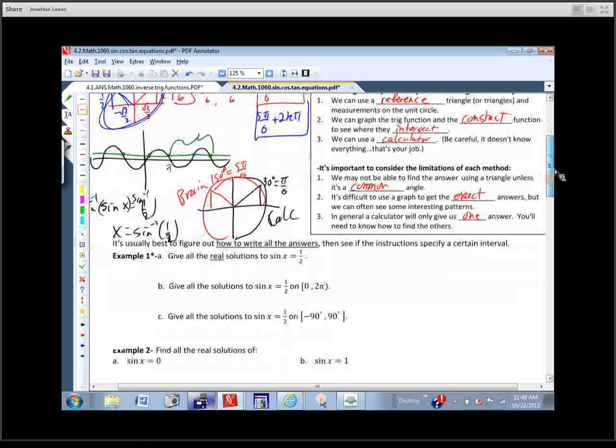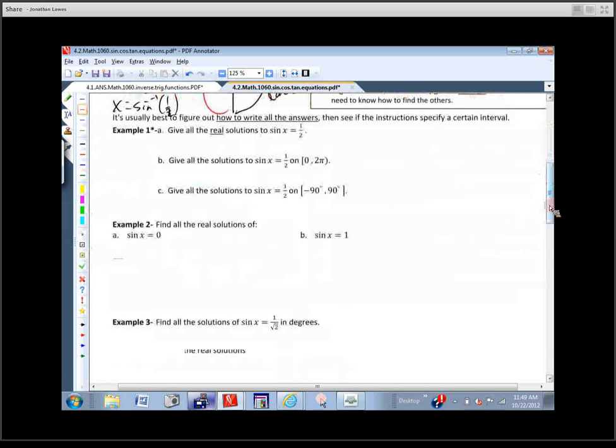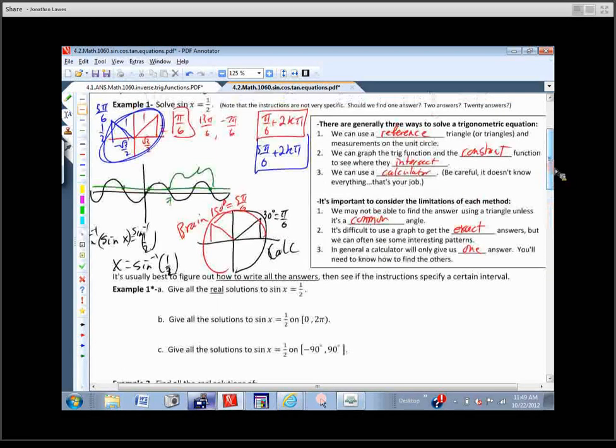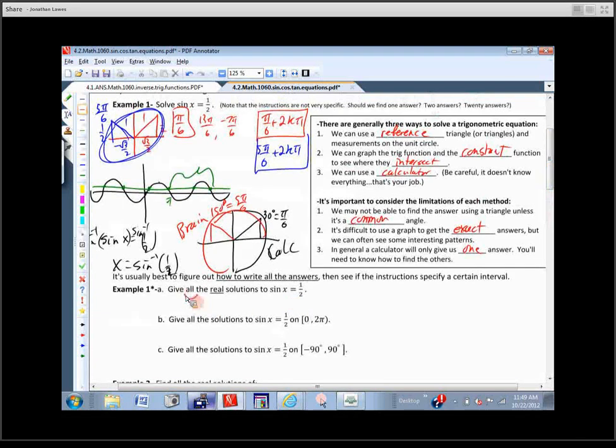Now, this first example, it's a repeat, so I've got this as 1 star. This is pretty specific. It has instructions like the ones that you're going to see on the assignment. It says, give all the real solutions. Now, when it says all, that's your clue that you're going to have a k in the answer somewhere. And when it says real, that's your clue that it's going to be in radians. It's probably going to have a pi on it.